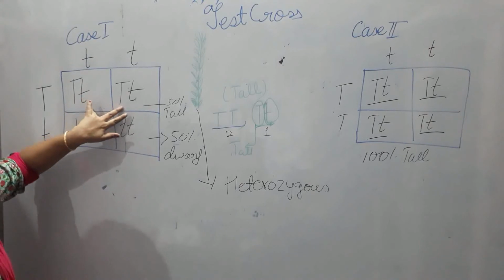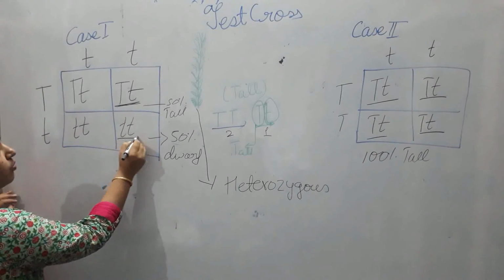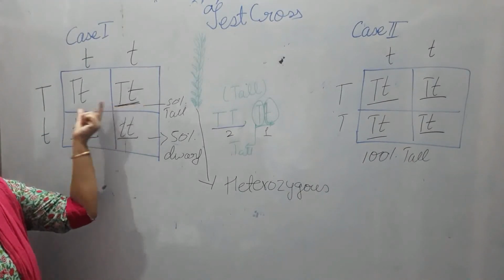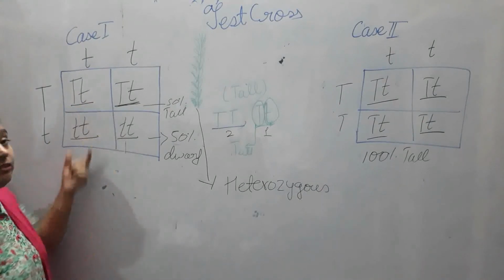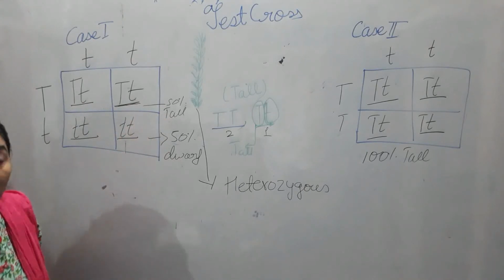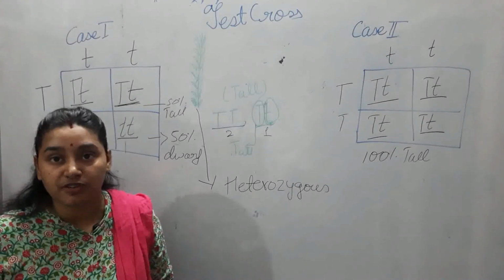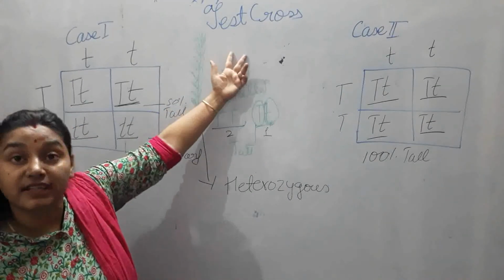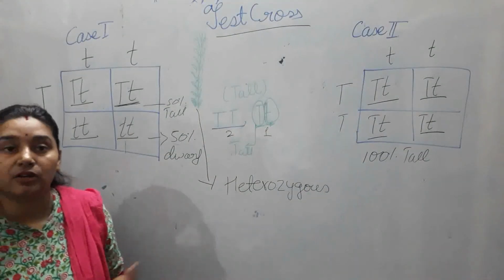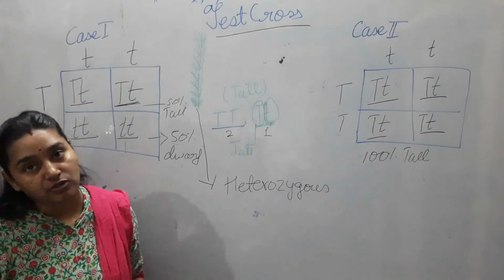Tall is only these two, and these two are not homozygous. This is homozygous because both are the same, and here both are different, right? So as they are different, they will be called heterozygous. So 50% chances are here. So wherever in an exam a question is asked which cross shows the 50% ratio, you are going to say it is always a test cross, and a test cross is made to identify whether the plant or the organism is homozygous or heterozygous.